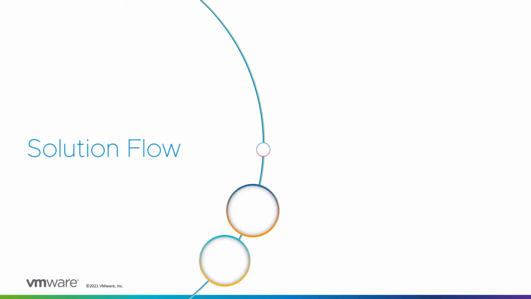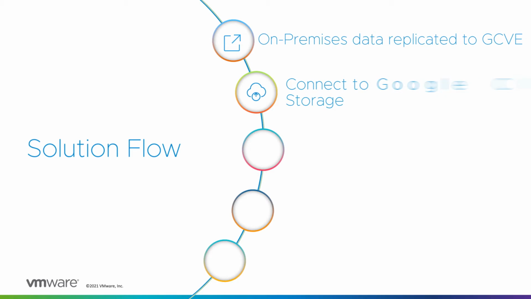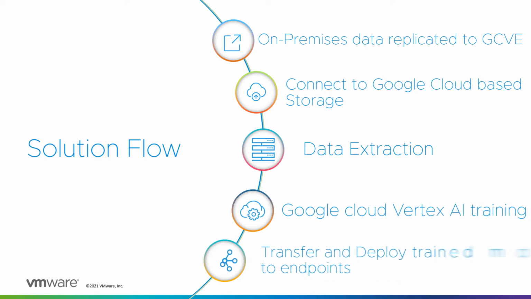Let us understand the solution flow. On-premises data is transferred to GCVE. Data is then moved to Google Cloud-based storage. Data is extracted and used for training in Google Cloud Vertex AI for the two AI applications. The trained model is deployed to endpoints in the hybrid cloud using Vertex ML Edge Manager.